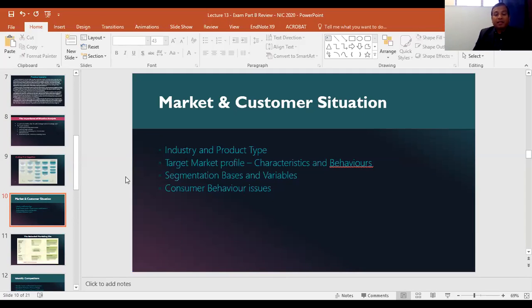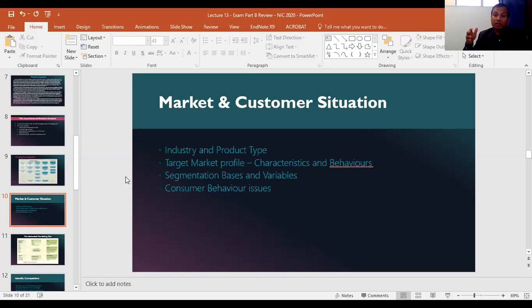So what are the items we generally cover in the market and customer situation? Some sort of product type or industry analysis, target market profile, segmentation, the different bases of segmentation, and the consumer behavior issues. So you can bring some aspects from the consumer buying perspective, and relate them with the mini cases. While doing the market and customer situation analysis, you can bring the discussion around segmentation as well.